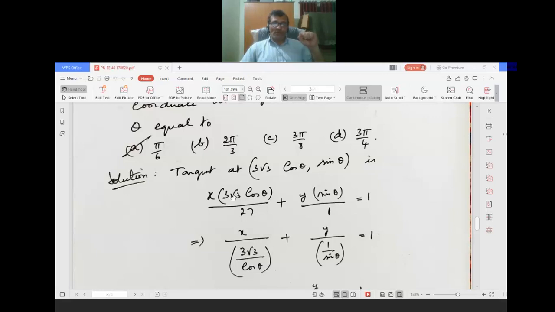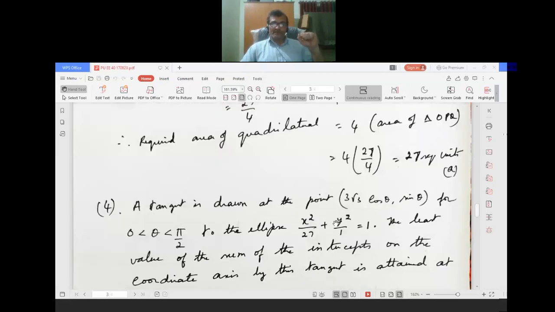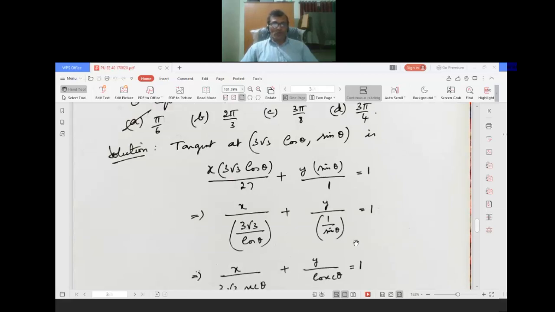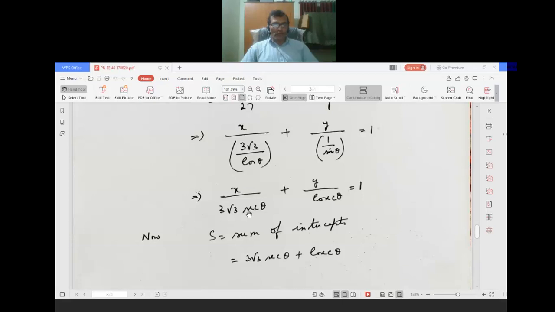So the tangent, you know that, is x x1/a² + y y1/b² = 1. So I wrote it, and then rearrangement, that's all. We can write this: 27 can be written as 9 into 3, and 3 can be written as √3 into √3. So I get x/(3√3/cos θ) + y/(1/sin θ) = 1. So I can write this as x/(3√3 sec θ) + y/(cosec θ) = 1.